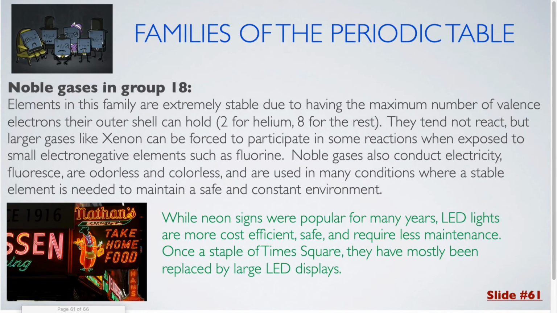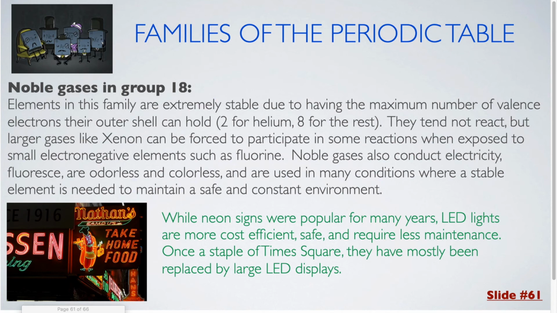Our final family on the periodic table are known as the noble gases. Elements in this family are extremely stable due to having the maximum number of valence electrons their outer shell can hold, which is going to be 2 for helium and 8 for all of the other ones. They tend not to react, but larger gases like xenon can be forced to participate in some reactions when exposed to a small electronegative element such as fluorine.